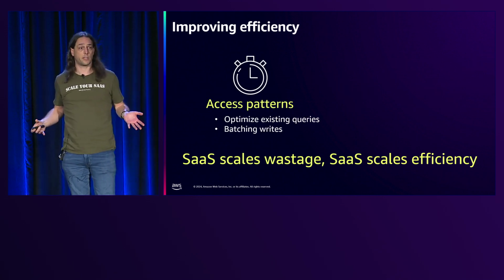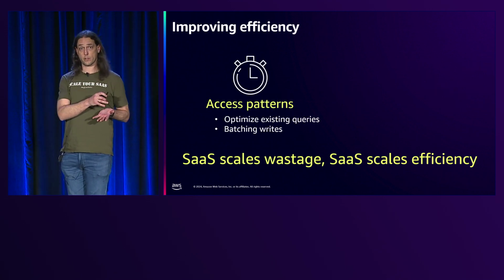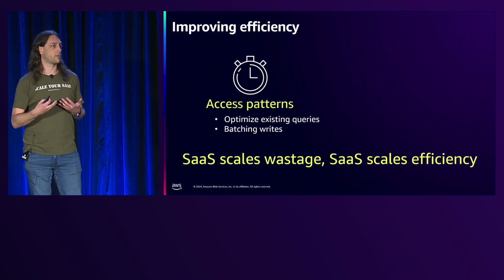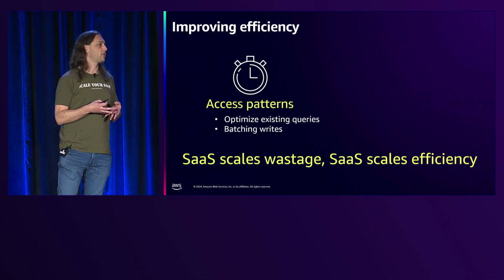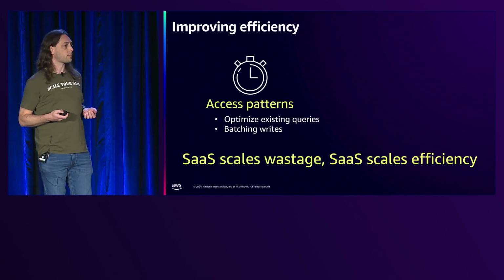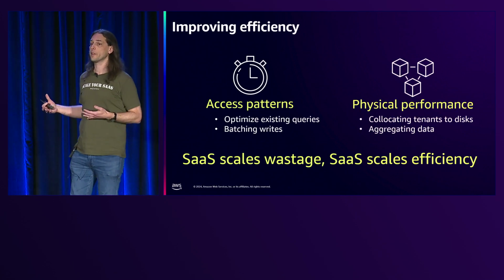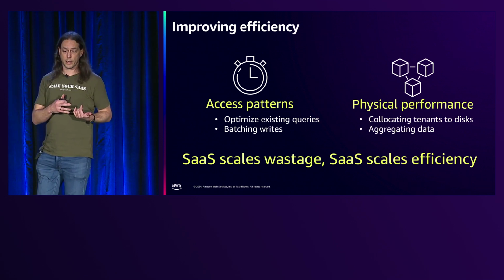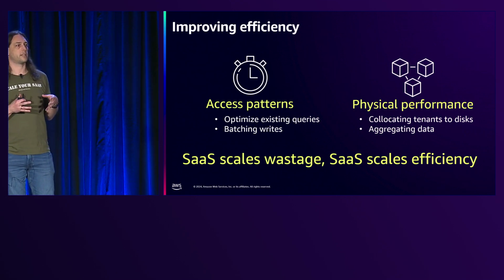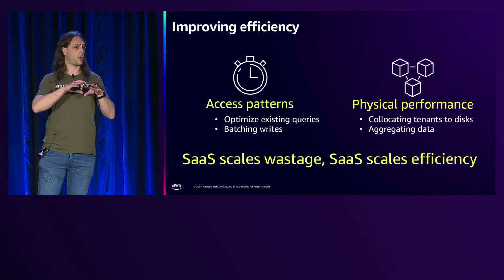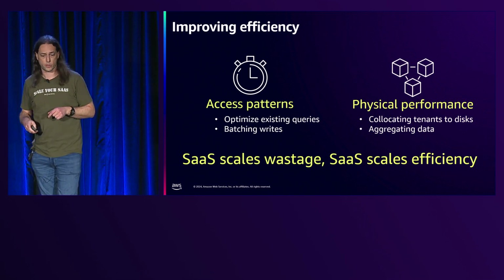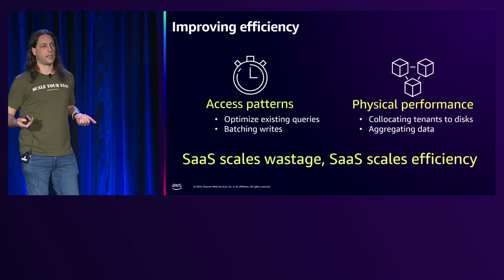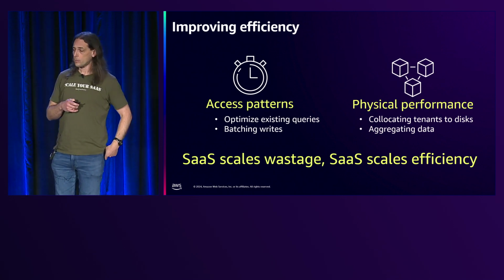One is optimizing the efficiency of our queries. So things like micro-batching writes. If we have a lot of frequent small write requests, then we can batch those together. They can be a bit more efficient. And the other one is improving the efficiency of the physical disk serving those queries. So things like co-locating all our tenant data to the same set of disks so we don't have queries spanning across several disks, or pre-aggregating data if we have to do some sort of aggregation queries.